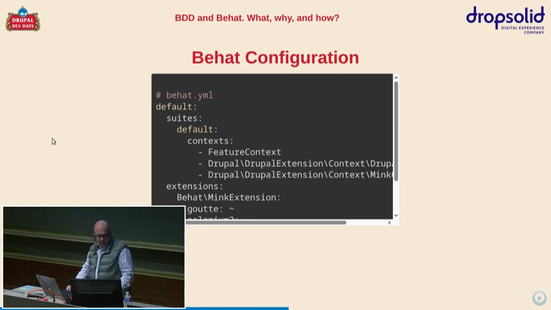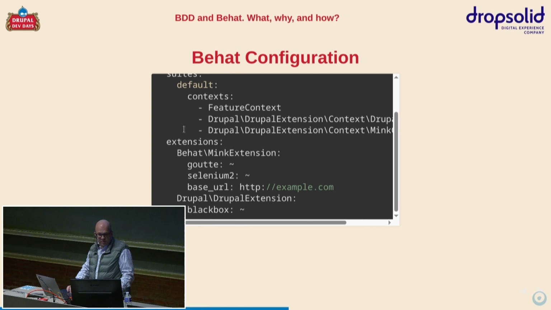And here some extensions may have their own settings. For example, for Mink, you have to specify what browser you want to test your sites with. It can be goutte. Goutte is just an extension that uses plain curl or Guzzle requests for testing. Then you have something more meaningful like Selenium, or Chrome.